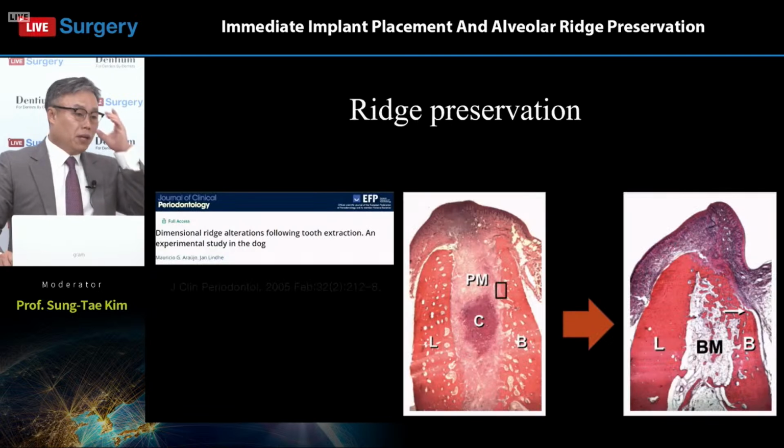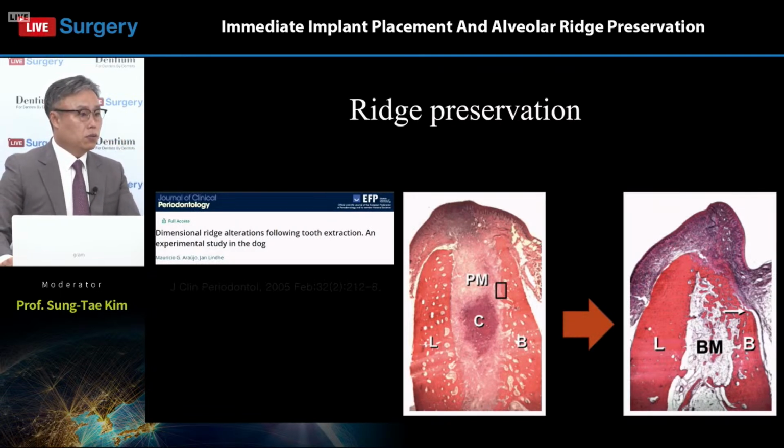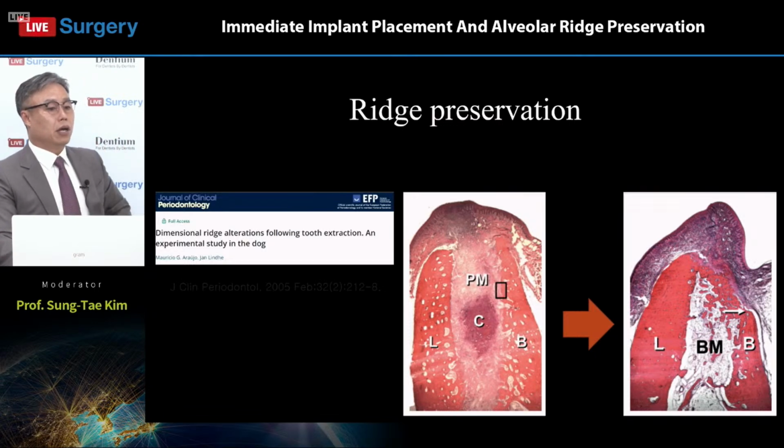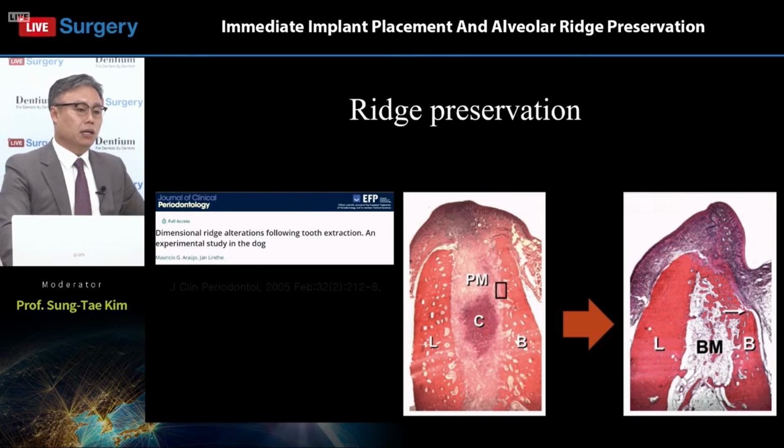Okay, so let me briefly explain the ridge preservation technique. It started in the early 2000s with this paper made by Dr. Araujo. He found in an animal study that after tooth extraction, the buccal side resorbed pretty fast because the buccal bony plate is composed of lamellar bone, and during the extraction procedure the buccal side could be easily damaged.